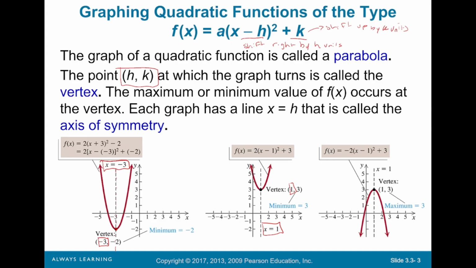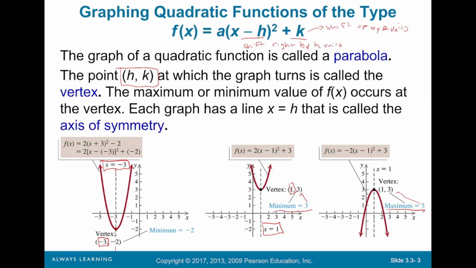Now also notice that whenever I have a U shape on my parabola, I have a minimum value, right? A minimum value of 3. The minimum value is my y value, and it's at x equals 1. If I have more of an N shape on my parabola, then I am looking at having a maximum value. And the maximum value, again, comes from the y value, which is, again, 3.